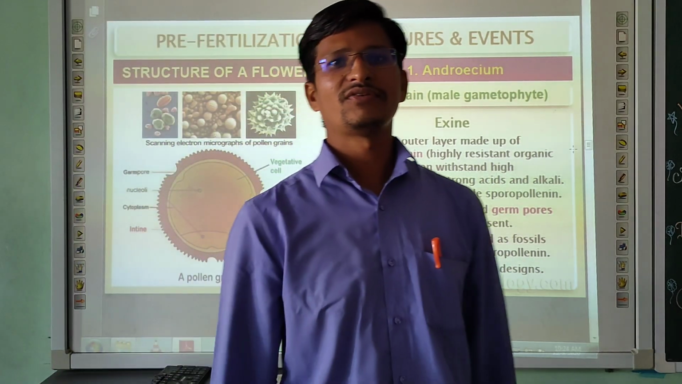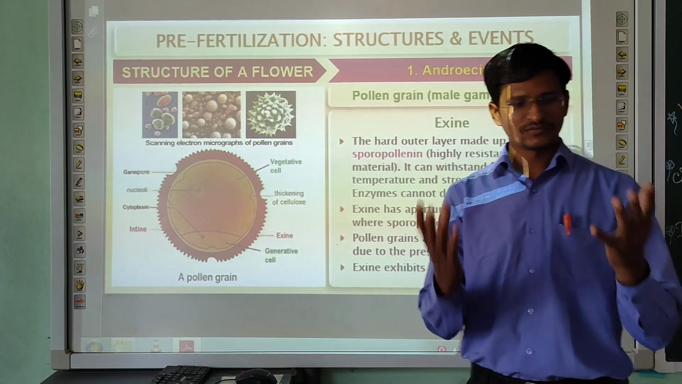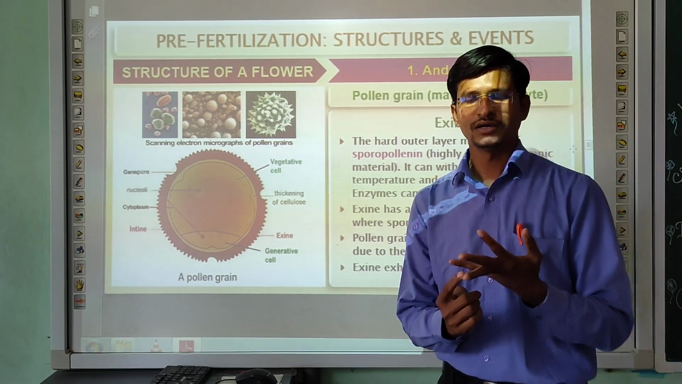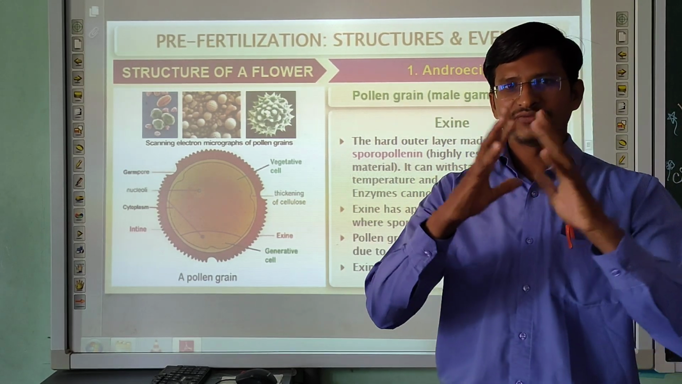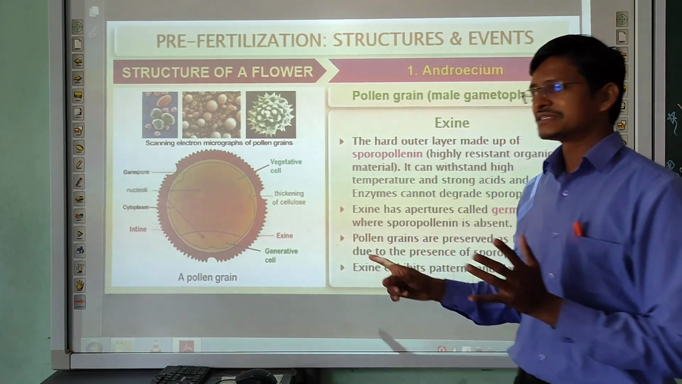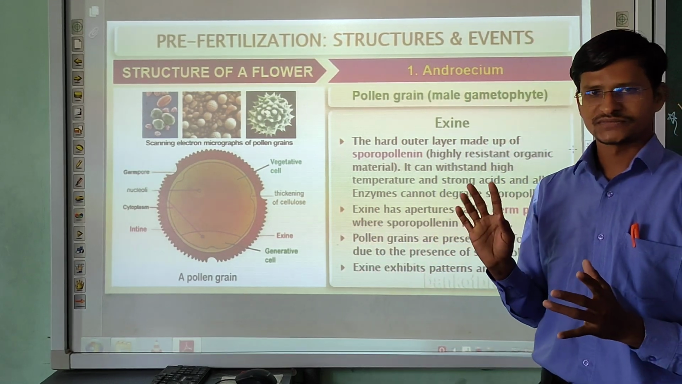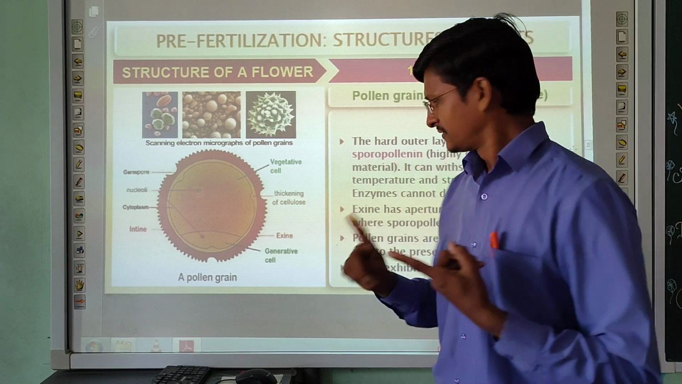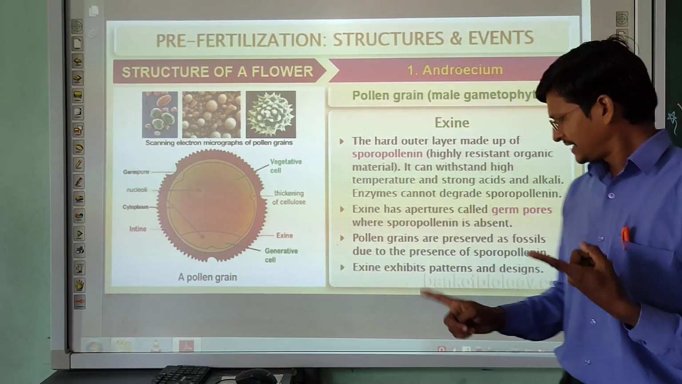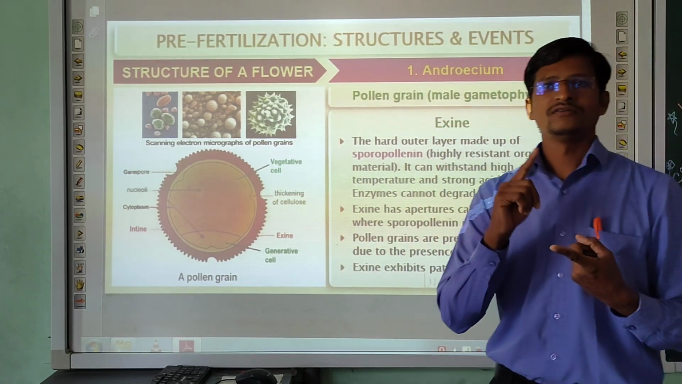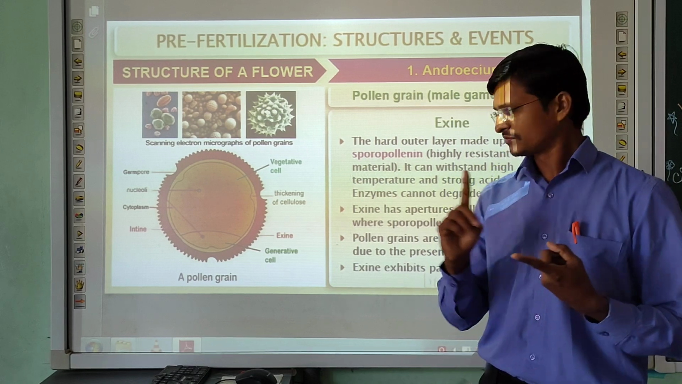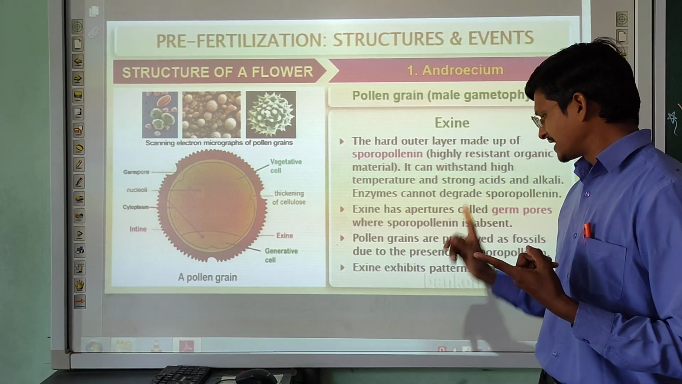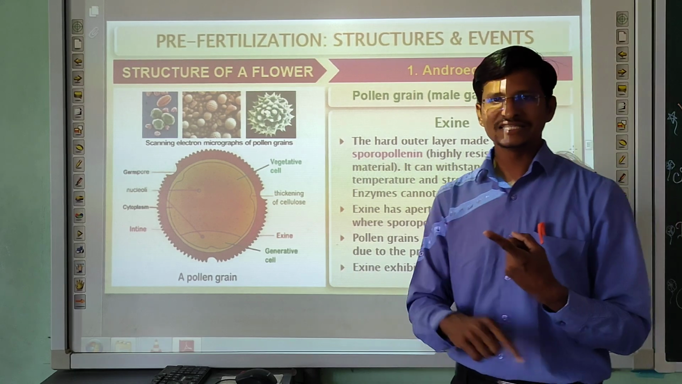The exine exhibits patterns and designs, so different patterns of flowers you will see. Different types, suppose we take the example of rose, lotus, sunflower. Different patterns are there that are decided by the exine. The main function of the exine is to exhibit the patterns and design of the flower.